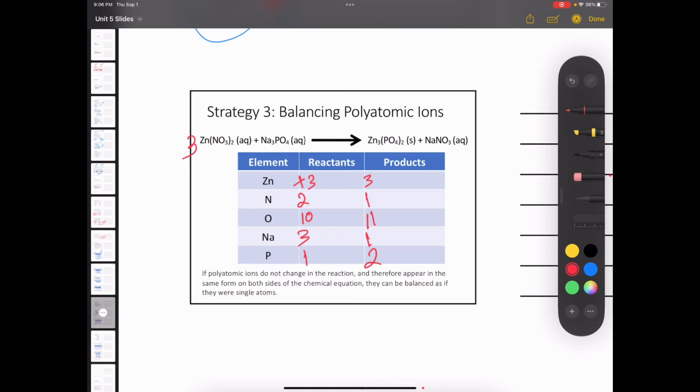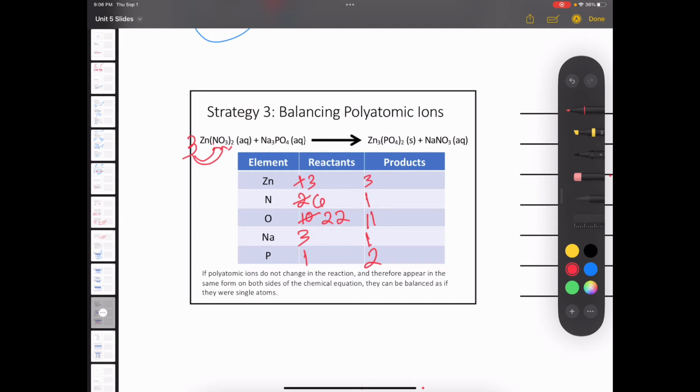But this 3 here, as you well know at this point, is also going to apply to the nitrogen. It's also going to affect the oxygen count. So we need to update those numbers. For the nitrogen, we have 2 nitrogen times 3, that makes it 6 now. For the oxygen, I have 2 times 3, that's 6, times 3, that's 18, plus 4, that makes it 22 oxygens.